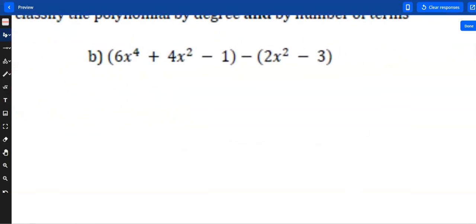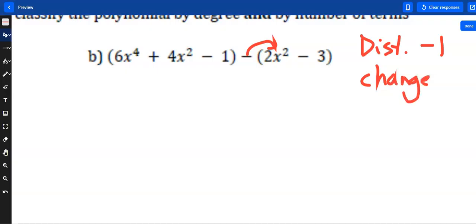I also do not like your subtraction skills. Lots of you make mistakes with subtraction. So I'm going to show you how to change this to addition. Okay, so first I'm going to distribute this negative. When I distribute the negative 1, it changes to addition. We learned a long time ago that adding a positive and subtracting a negative are the same thing.